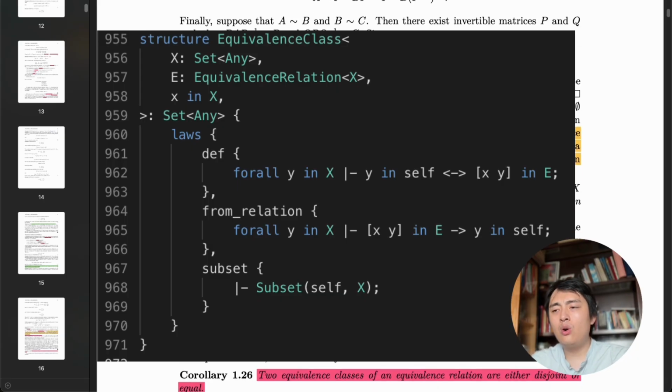Lastly, we have a law saying that the equivalence class is a subset of big X.